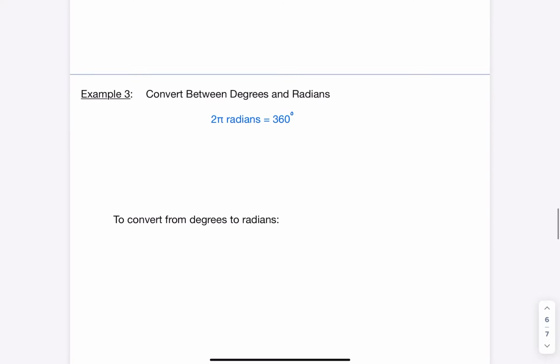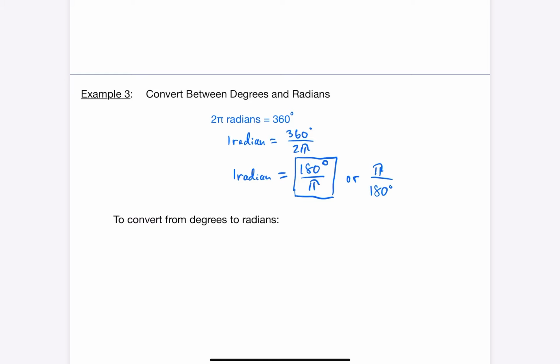So we know that 2 pi radians is equivalent to 360 degrees, and this works out to 1 radian, therefore, is equal to 360 degrees divided by 2 pi, or 1 radian is equal to 180 degrees divided by pi, okay? So this is the ratio we want to use, 180 degrees over pi, or, depending on how we're converting, the ratio of pi over 180 degrees also applies, okay?